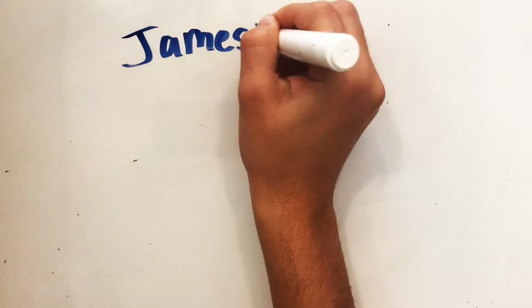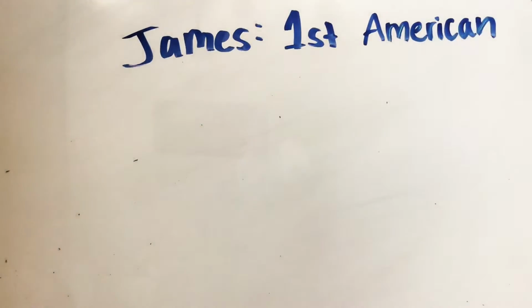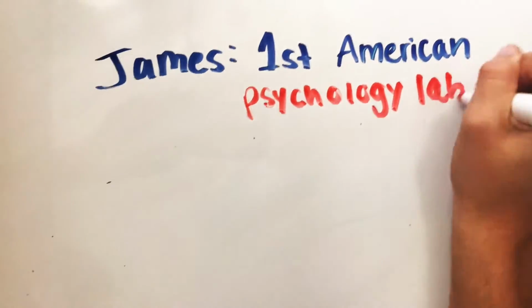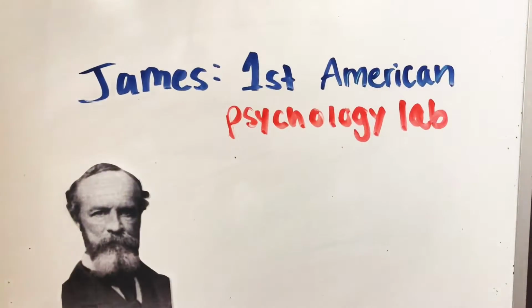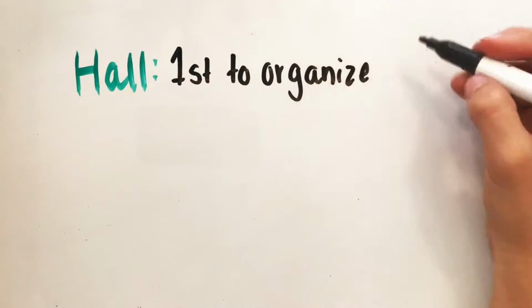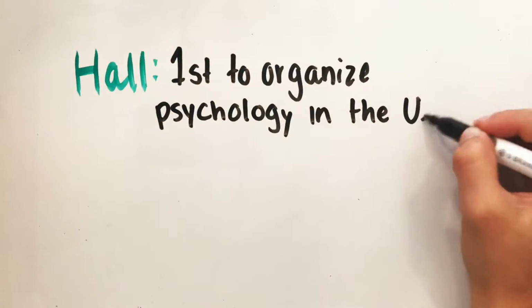The next person we have is William James. James founded the first American psychological lab. The next person we have is G. Stanley Hall. G. Stanley Hall was the first to organize psychology in the United States.